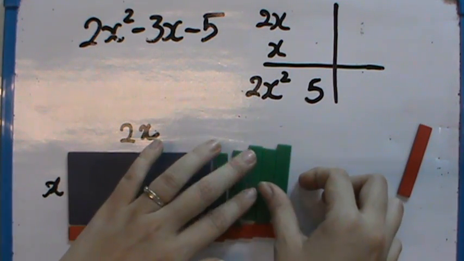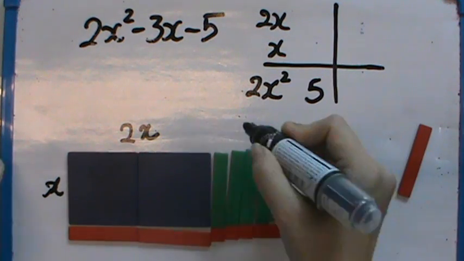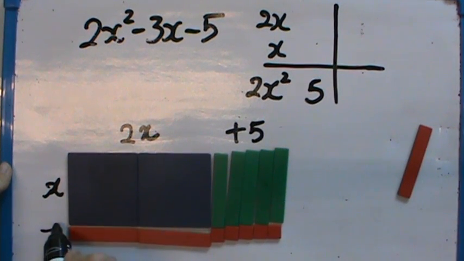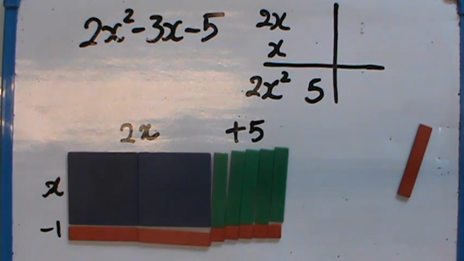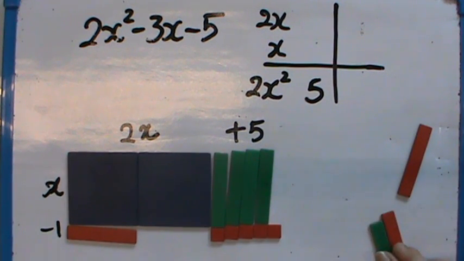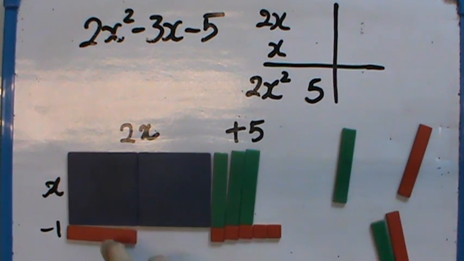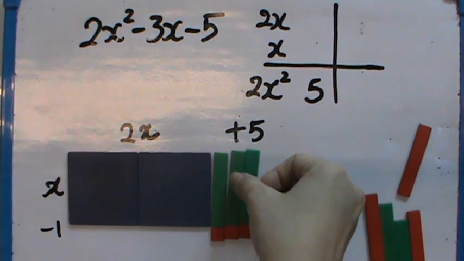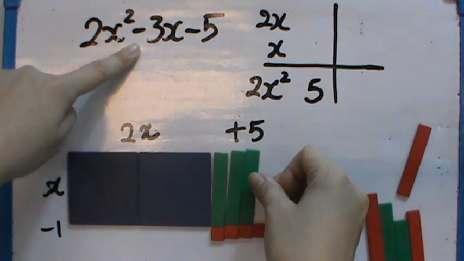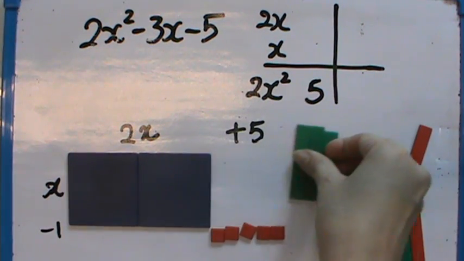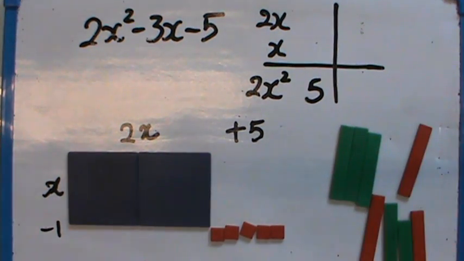If I were to have a positive 5 for green tiles and a negative 1 for the red tiles, how many x tiles will I have in the end? Positive x, negative x, they cancel out each other. Eventually, I will have a positive 3x. But is this what I want? In this case, hence let's try a negative instead.